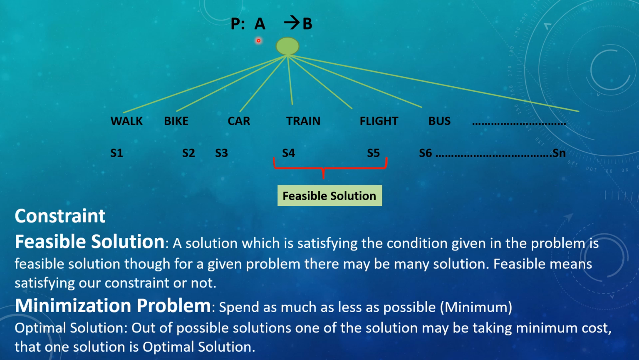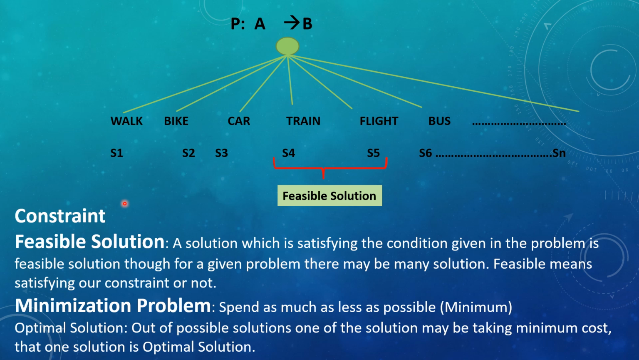So we can cover this journey through, I can go by walk, I can go by a bike, I can prefer car, train, flight, bus, anything. So there is n number of solutions, okay? So my problem is to travel from location A to location B, and there are many solutions you can like. With any solution you can go, but there is a constraint in the problem. So the first word is constraint. So there is a constraint in a problem.